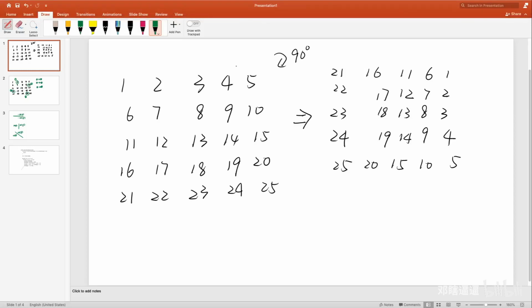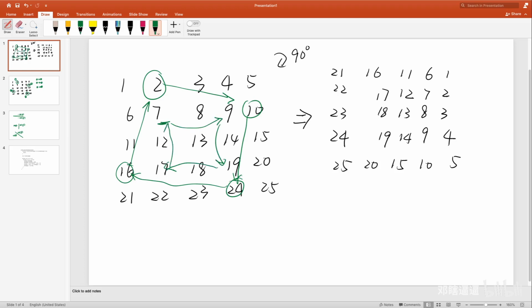The goal for this problem is to rotate the matrix 90 degrees clockwise, which is to transfer from the left one to the right one. Let's pick up some points to see how this is made. For 2, it goes from 2 to 10, 10 to 24, 24 to 16, and 16 to 2. For 7, it will go to 9, 19, 17, and 7. If we know the relationship of these 4 points, then we know the answer.